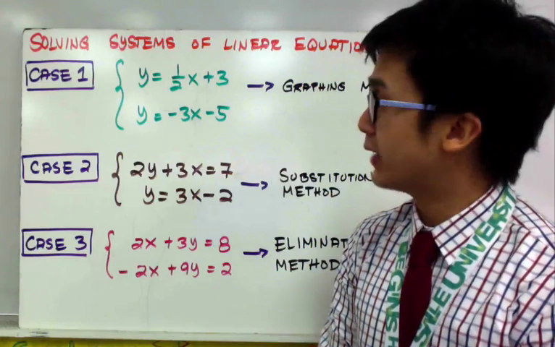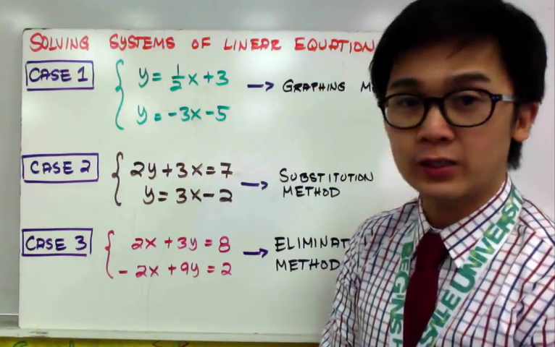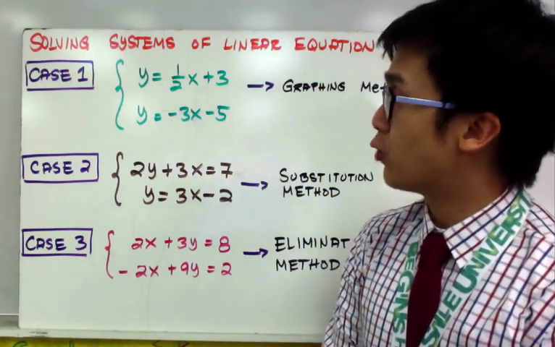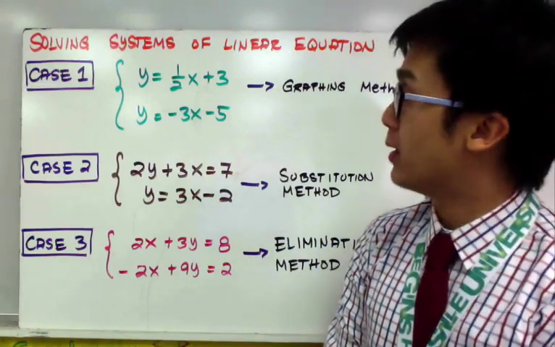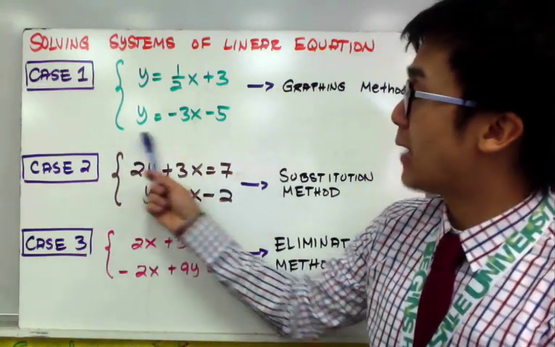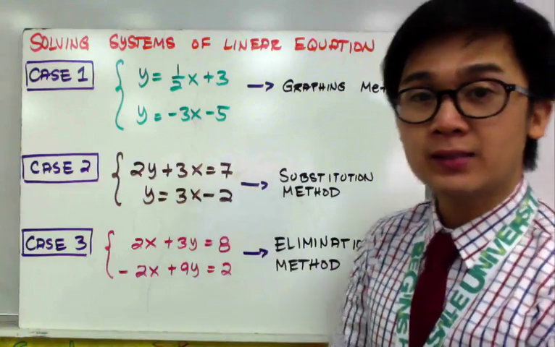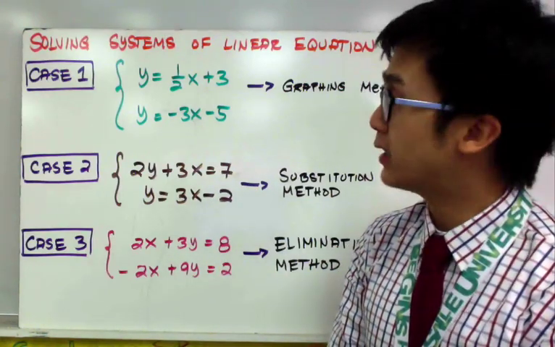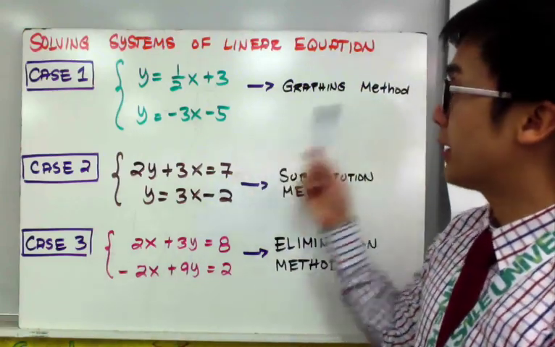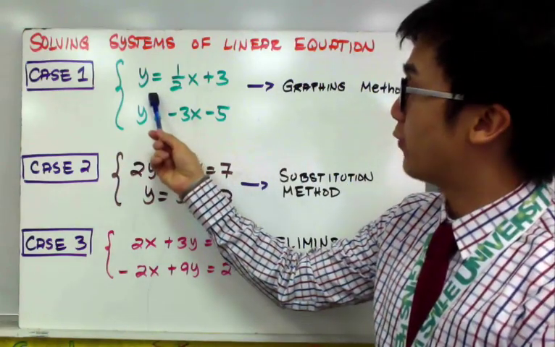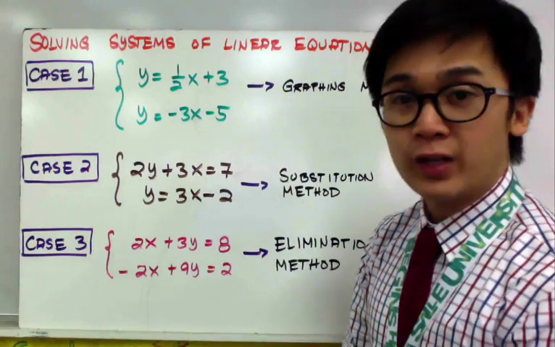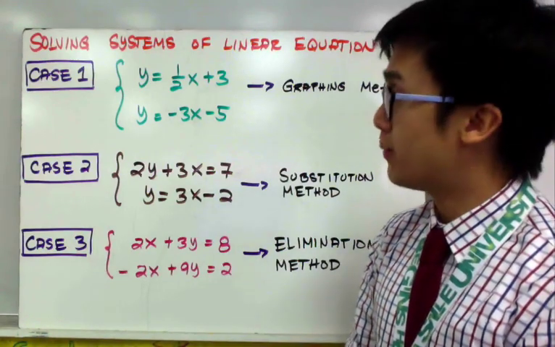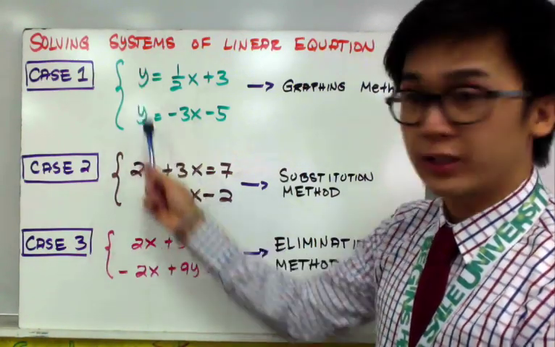In our first case, you will notice that we have two equations of the form slope-intercept form. If you're given this type of linear system, the best method to use is the graphing method, because we can easily graph the first line and the second line and figure out the coordinates of the point of intersection of this linear system.